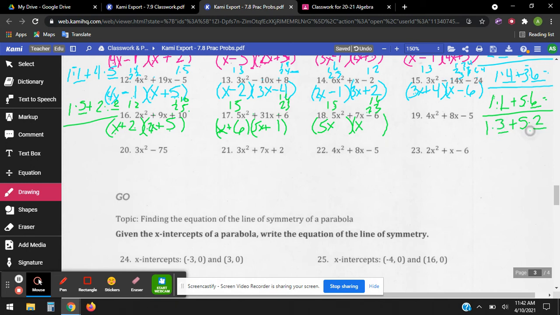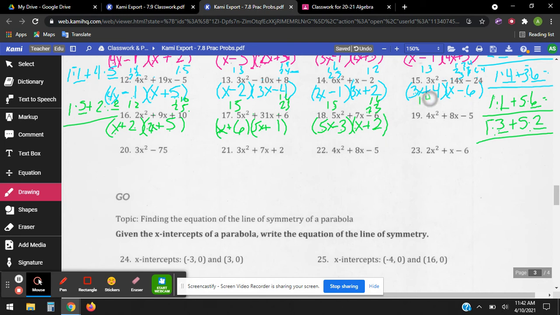So let's see. 10 and 7, or 10 and 3. If I have 10 and I take away 3, I end up with a positive 7. So 1 times a negative 3, 5 times a positive 2. So that makes those guys multiply. All right, we're good.